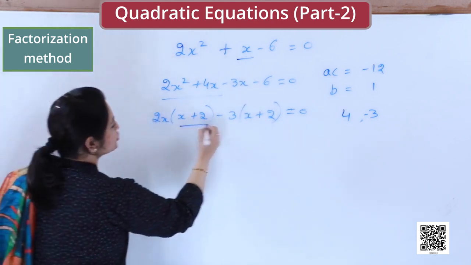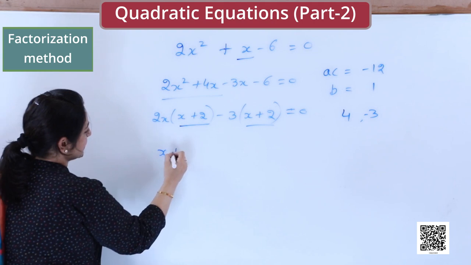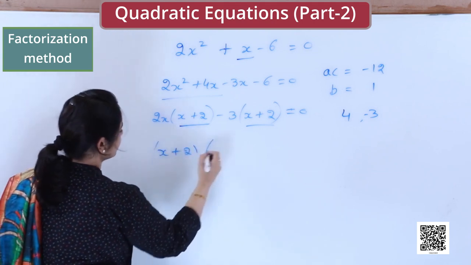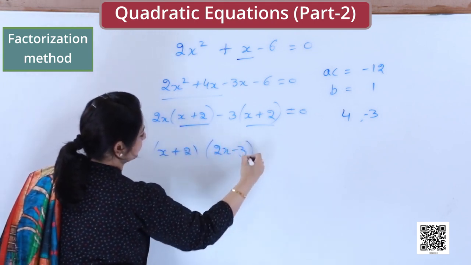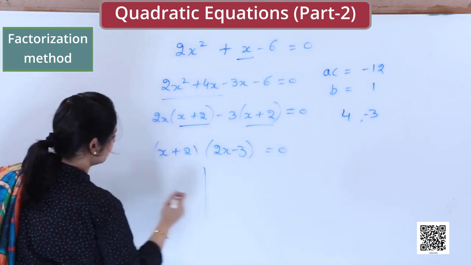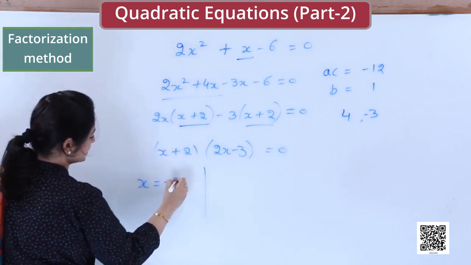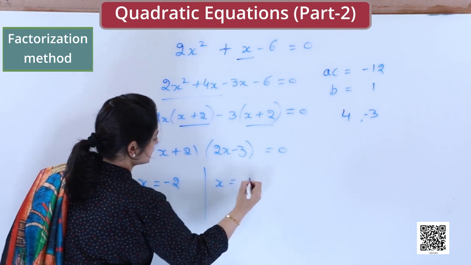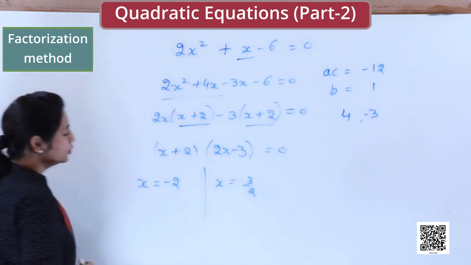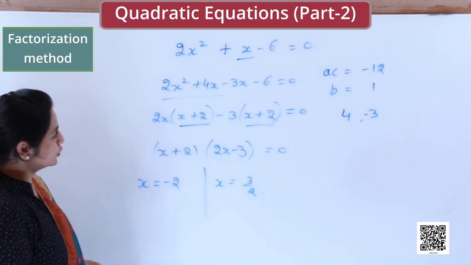Now these two brackets are identical, so we will write x plus 2 here, and in the next bracket 2x minus 3. Now equating them to 0 one by one, we will get x as minus 2, and here we will get x equal to 3 upon 2. So our two roots are minus 2 and 3 upon 2.